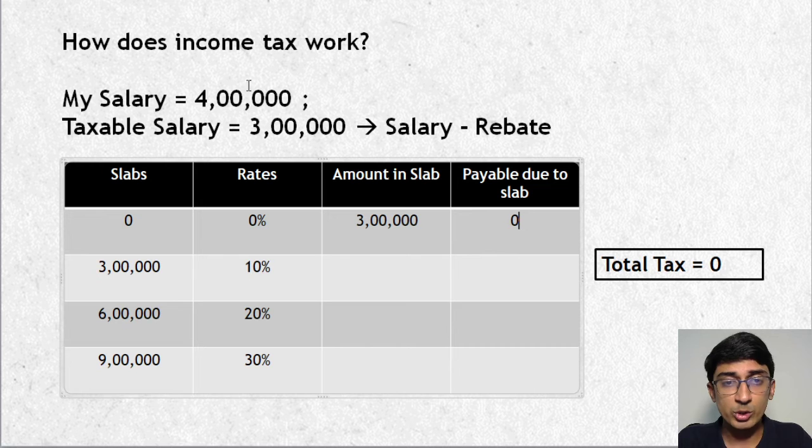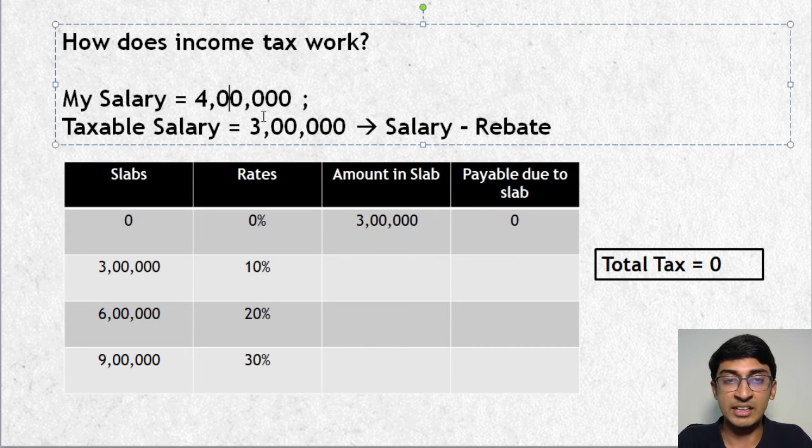Okay. So this is the thing for the 4 lakhs. For 4 lakhs, I got a rebate of 1 lakh rupees. So I got 3 lakhs as a taxable salary, and on that taxable salary I have payable 0.